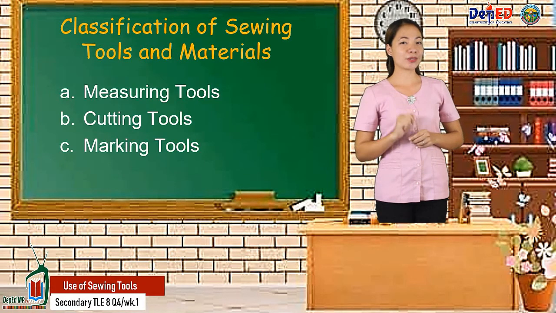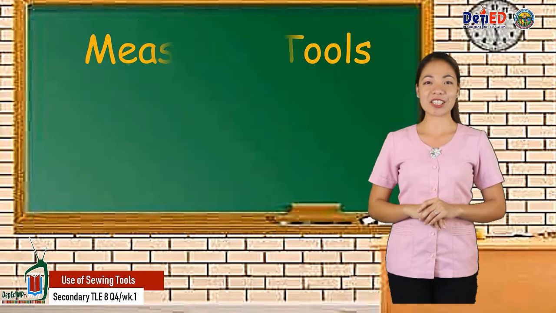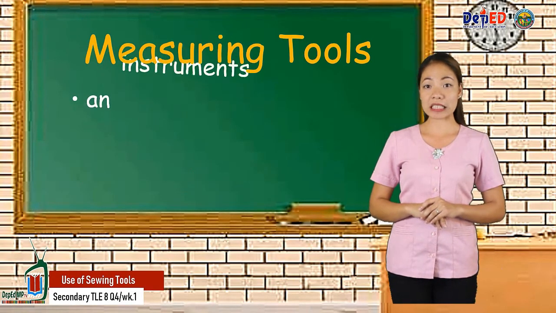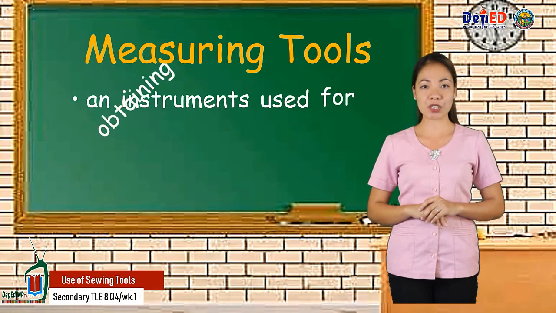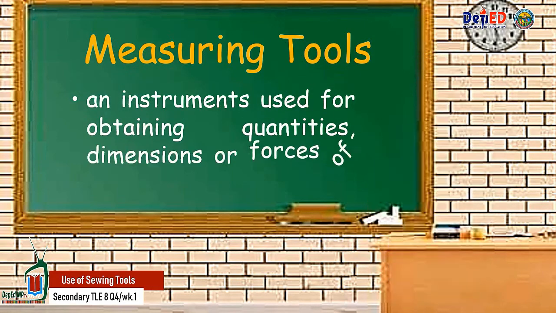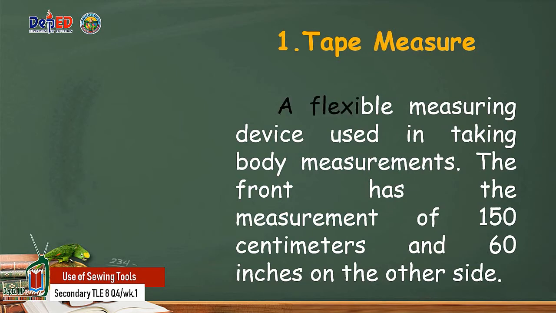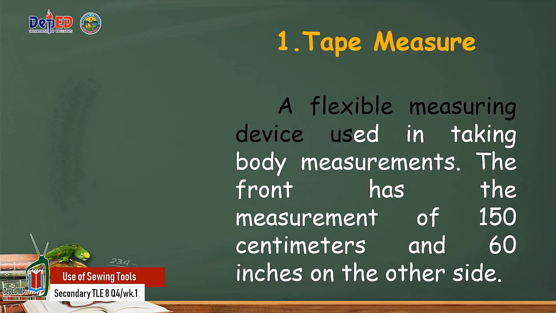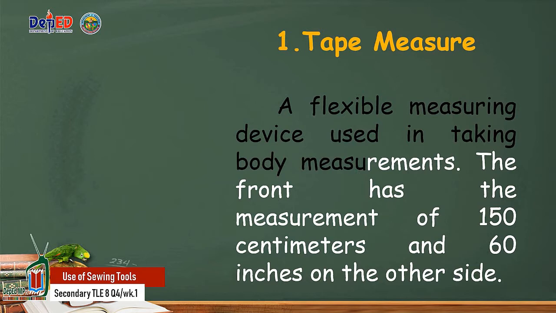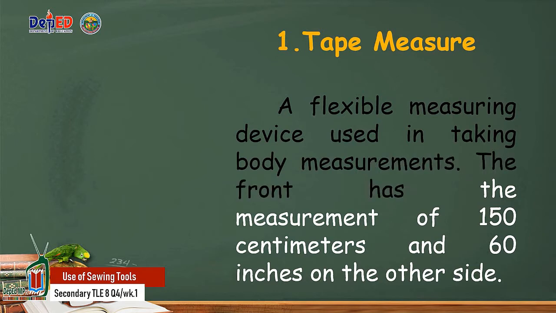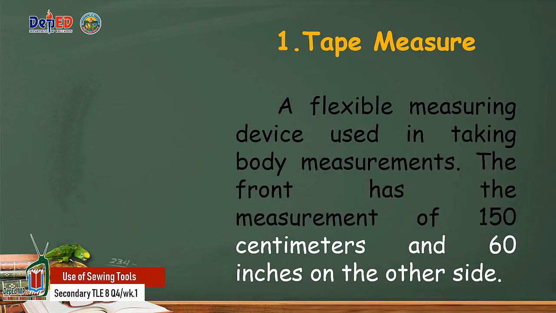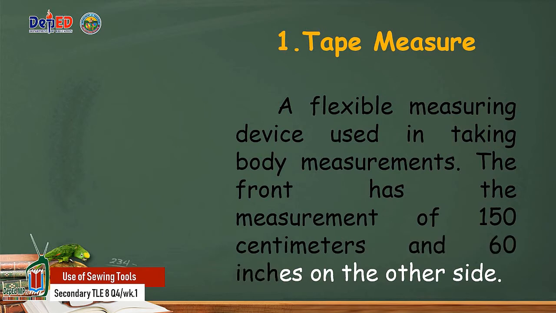We also have the different classifications of sewing tools and materials: measuring tools, cutting tools, marking tools, pinning tools. Measuring tools are instruments used for obtaining quantities, dimension, or forces of real-world objects. Number 1. Tape measure. It is also known as tape line. It is made of non-stretchable strip used in taking body measurements.